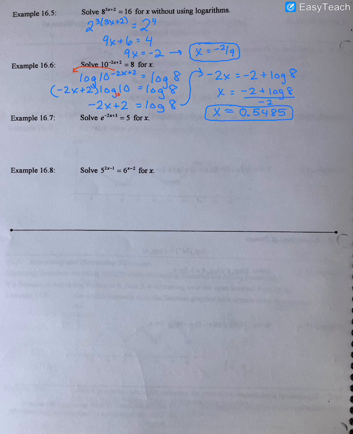Question is, can I get my bases to have the same base? But since I have an e, 5 can't be written with a base of e. So we're going to take the log of both sides. This time, because there's an e involved, I'm going to take the natural log of both sides. So if I take the natural log of e to the negative 2x plus 3 equals natural log of 5.